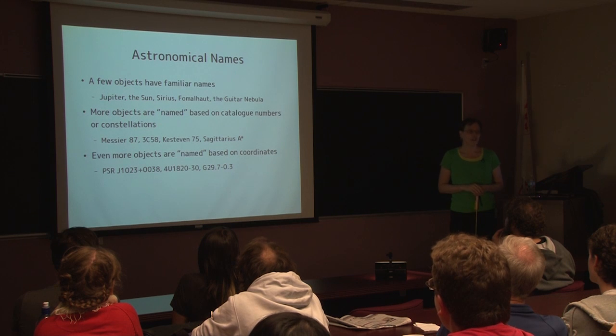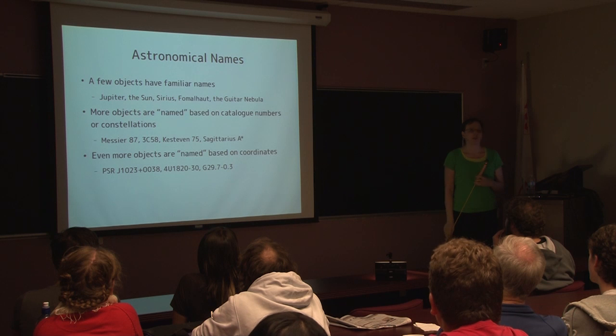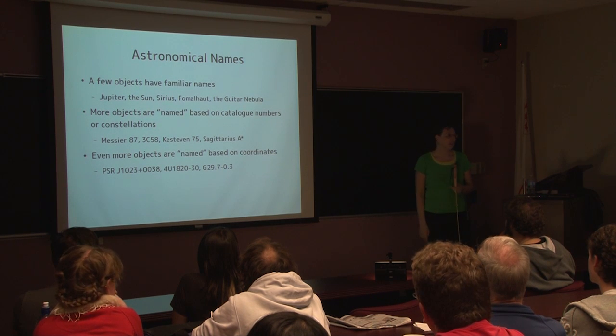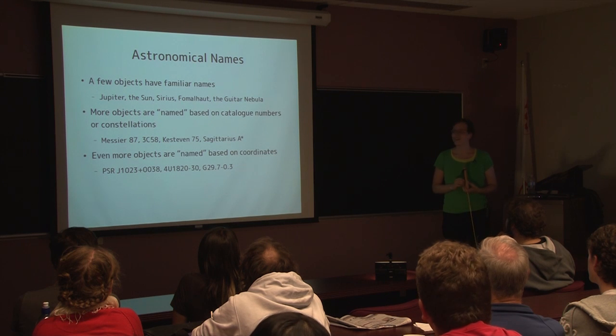But there are a lot of things out there. And you don't want to have a naming argument about every single thing. So for more of the objects, stuff named in the 19th century tended to be named based on, I think Charles, was it, Messier, put together a catalog of things that weren't stars that were out there.